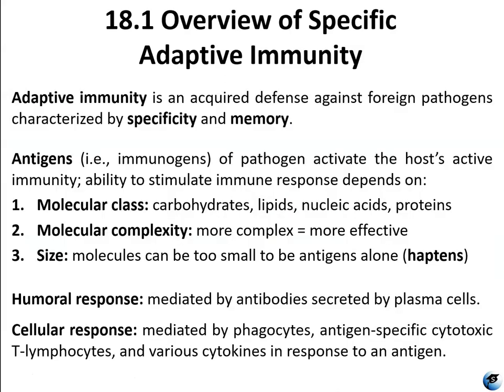Antigens of a pathogen activate the host's active immunity, and they're differentiated by molecular class, complexity, and by size. Lymphocytes are the heart and soul of the adaptive immune system because they can modify their behavior to adapt to novel kinds of antigens. They do this in two ways: humoral immunity, which is carried out by B cells, and cell-mediated immunity, which is carried out by T cells.